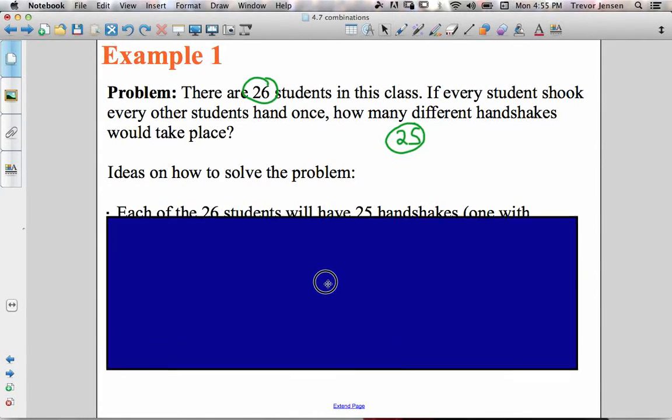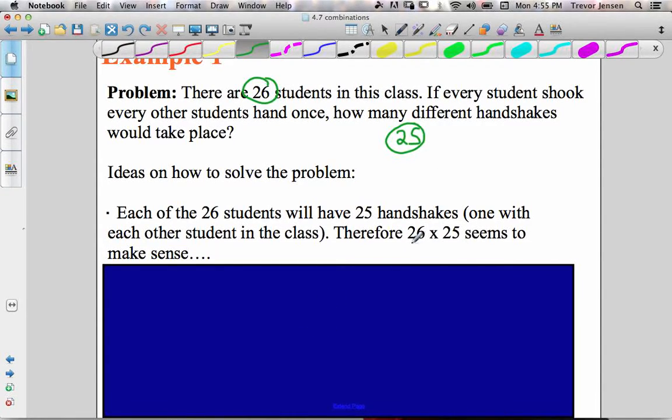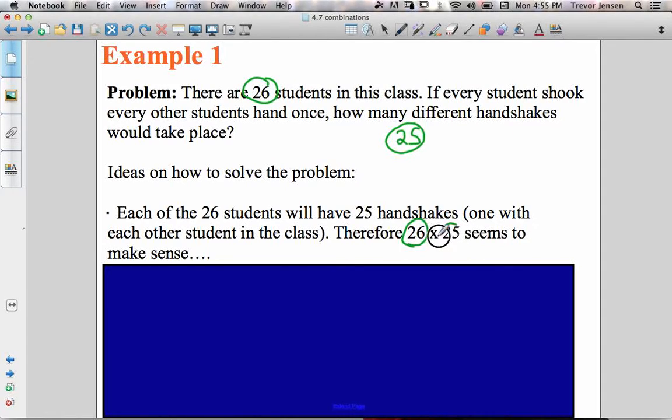To calculate the total number, you might say it makes sense to just do 26 times 25, because 26 students are each going to give 25 handshakes. So we do 26 times 25, and that'll tell you the total number of handshakes. Now that might make sense, but you're forgetting that, let's say your best friend's name is Dave. When you shake Dave's hand, you've counted that as one handshake, but Dave has also counted that as one of his 25 handshakes. So you have counted that handshake twice, even though it is in fact the same handshake.